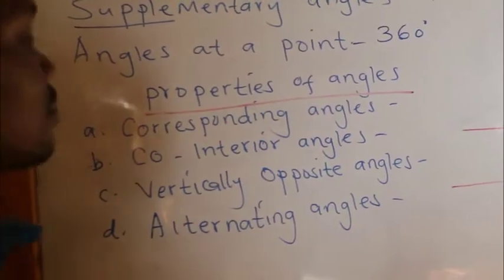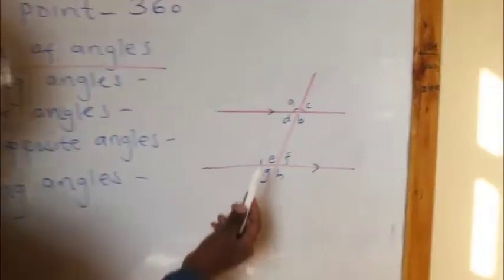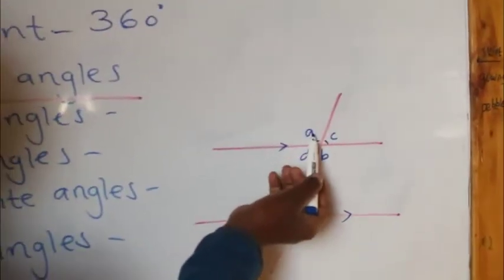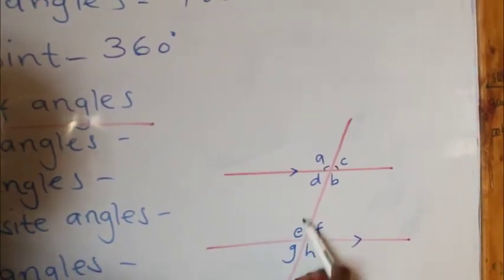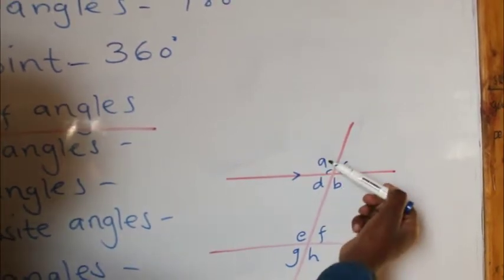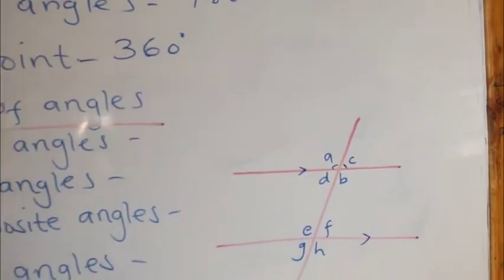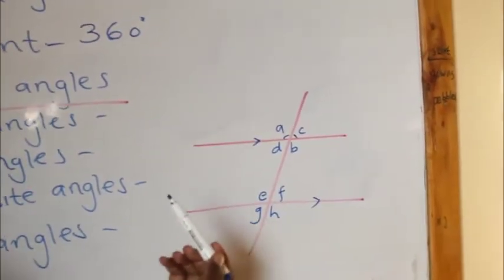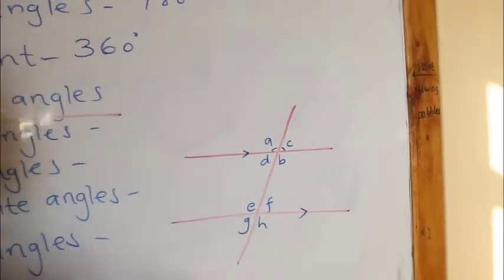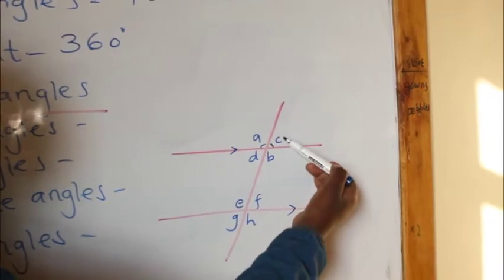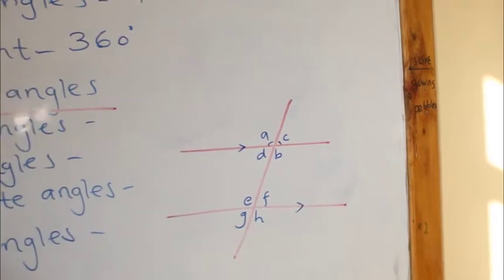Corresponding angles. Using this example here, when I take an angle like A, you can see another angle at the bottom, that is E, but you are skipping one angle. So A, skipping D, then you can see E. So A and E are corresponding angles. I can also say E and A because I'm skipping B. When I go to C, C and F, I'm skipping B. So C and F are corresponding angles.